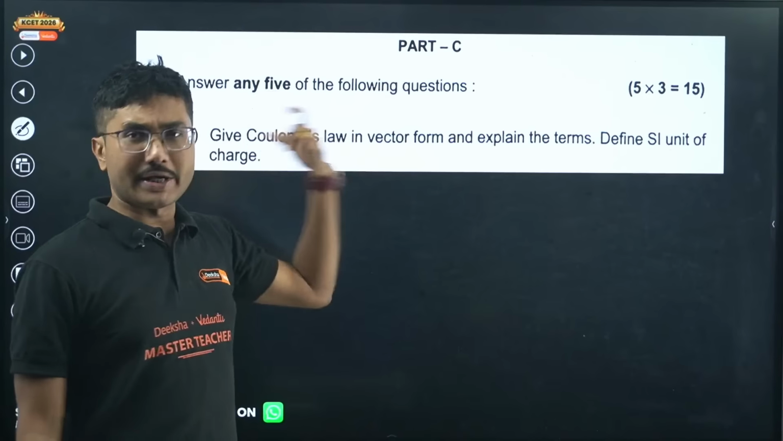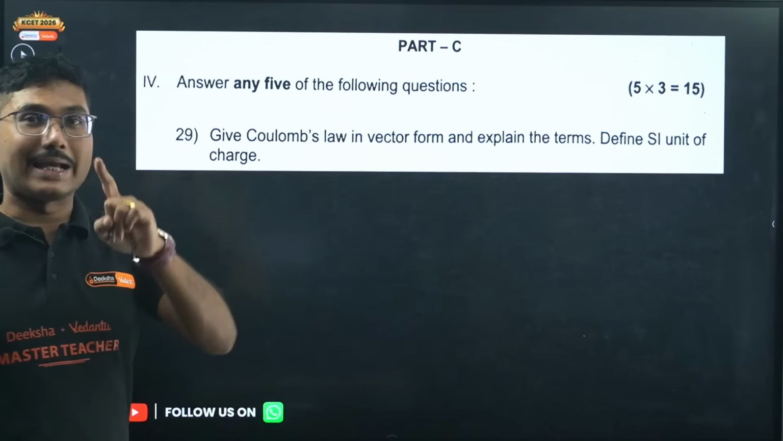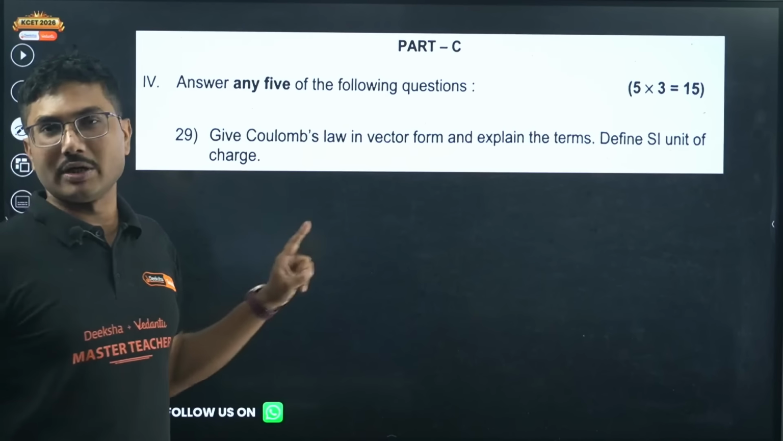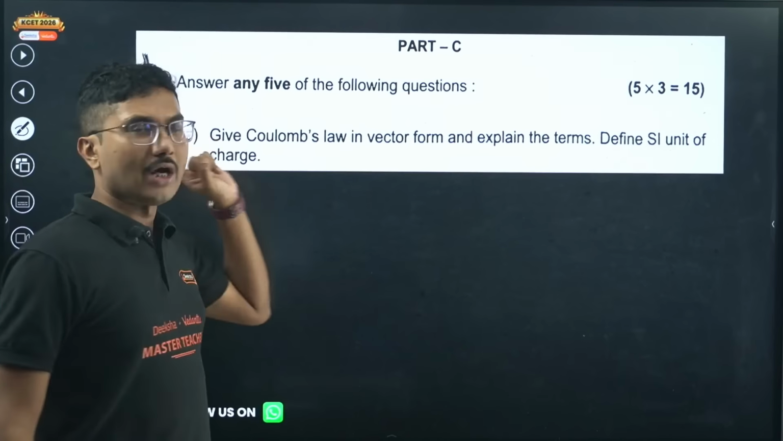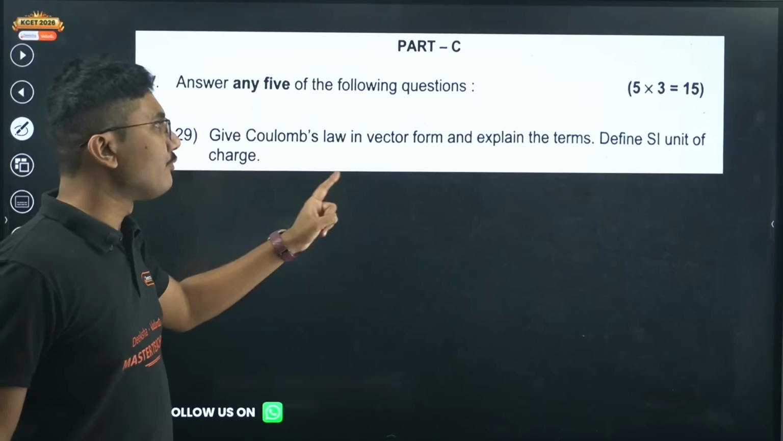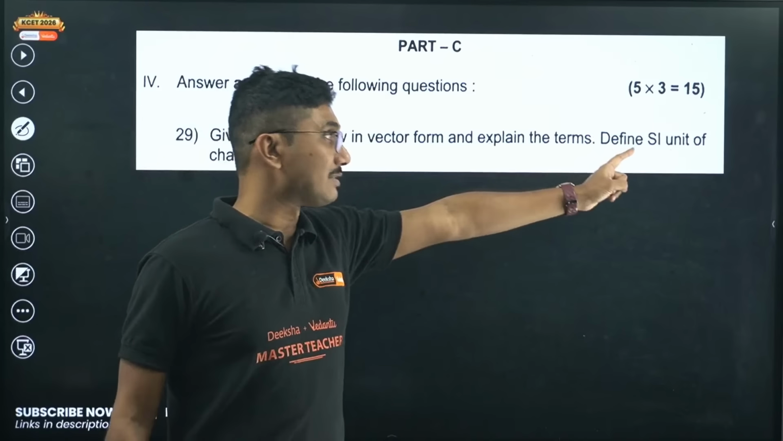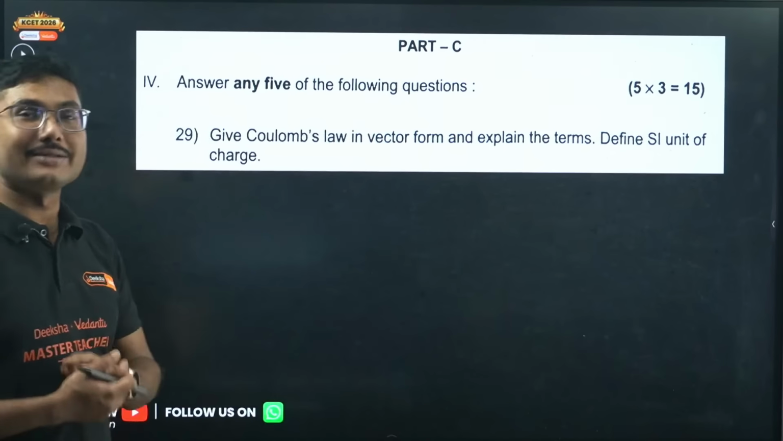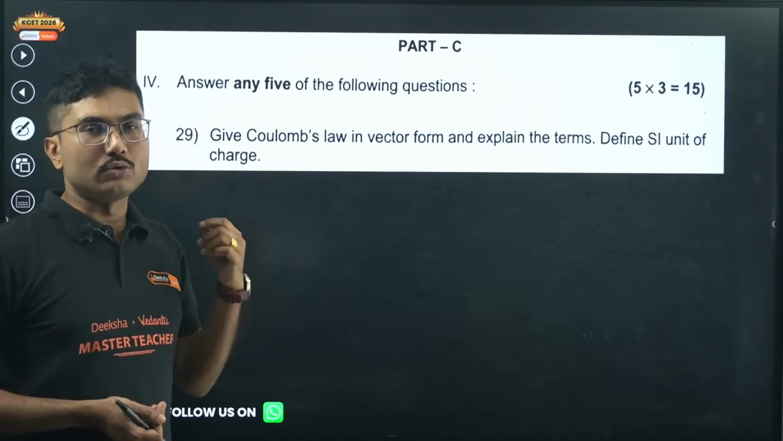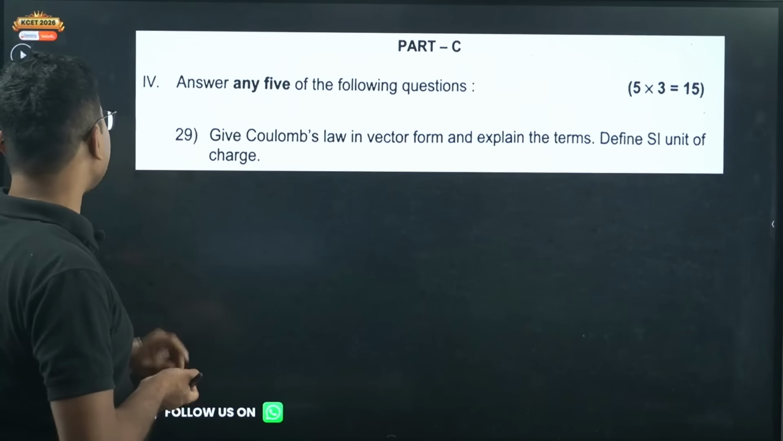Give Coulomb's law in vector form. Now tell me, have you drawn the diagram? If you have not drawn the diagram, you are not going to get full marks for this. So you have to draw the diagram to get full marks for Coulomb's law in vector form and explain the terms. Define SI unit of charge. The SI unit of charge is 1 coulomb, and you have to define 1 coulomb.